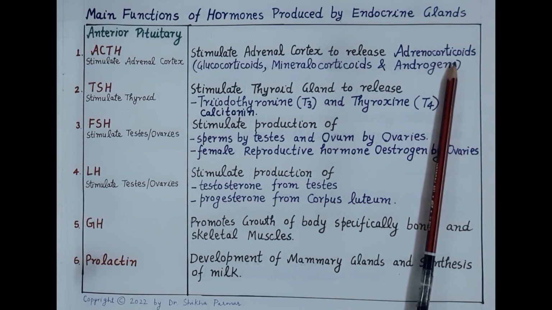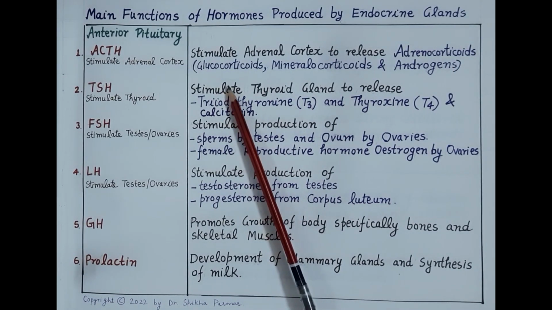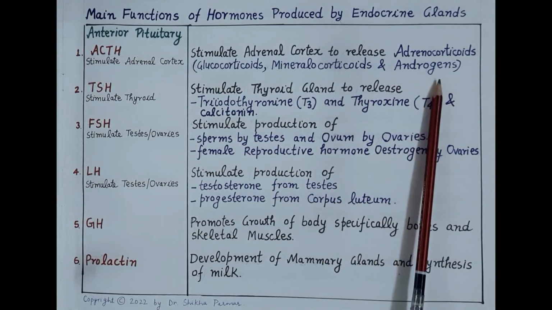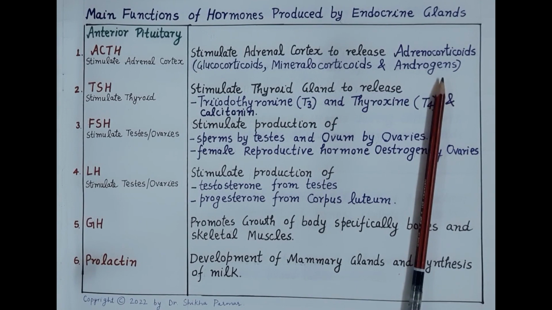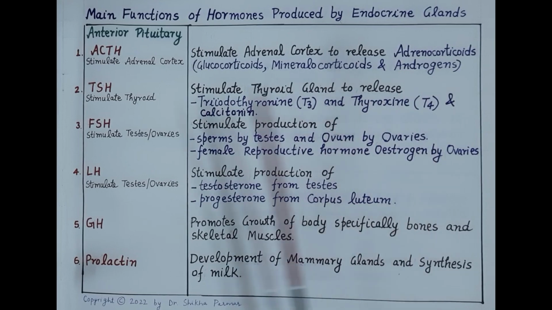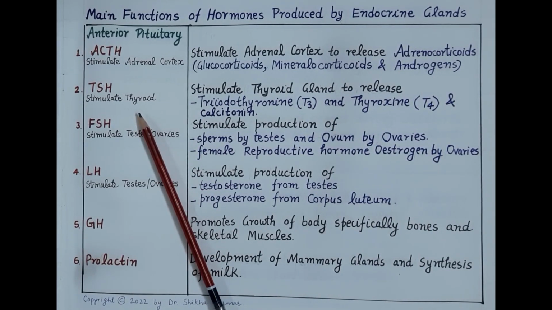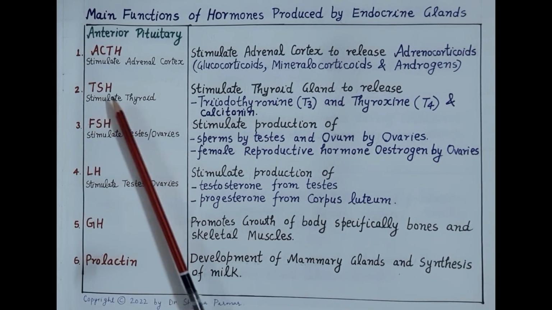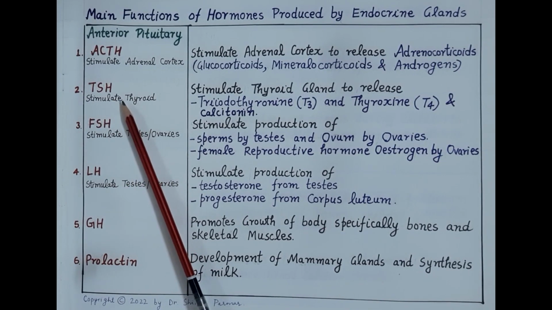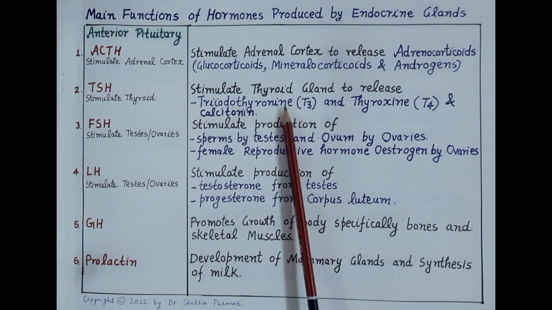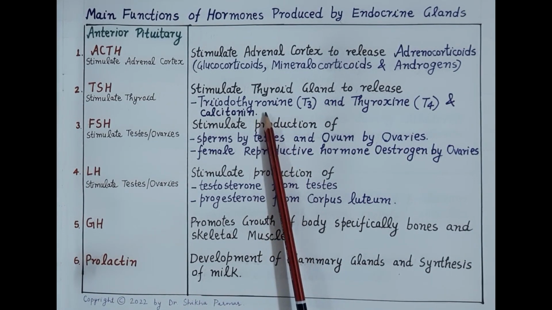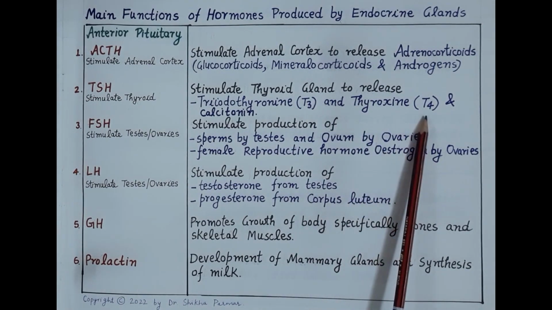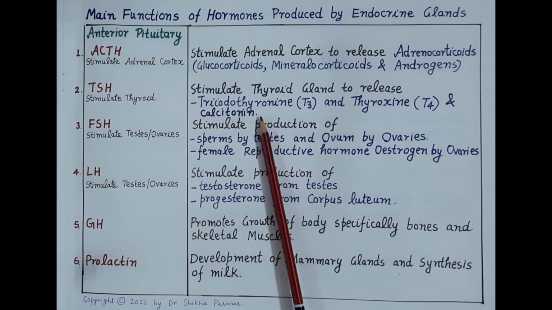Now adrenocorticoids include three types of hormones, namely glucocorticoids, mineralocorticoids and androgens. Androgens are produced in very small quantity and these are the sex hormones. Now next tropic hormone that is produced by the anterior pituitary is the TSH, that is thyroid stimulating hormone. Now TSH stimulates thyroid gland to release triiodothyronine, that is T3, thyroxine, that is T4 and calcitonin.